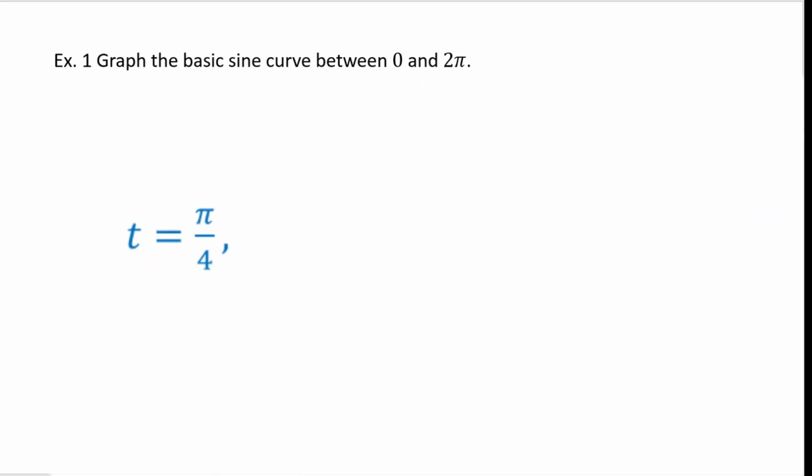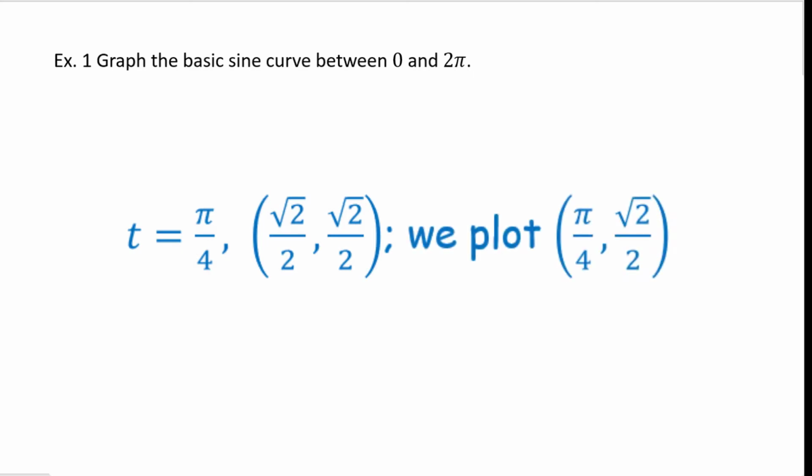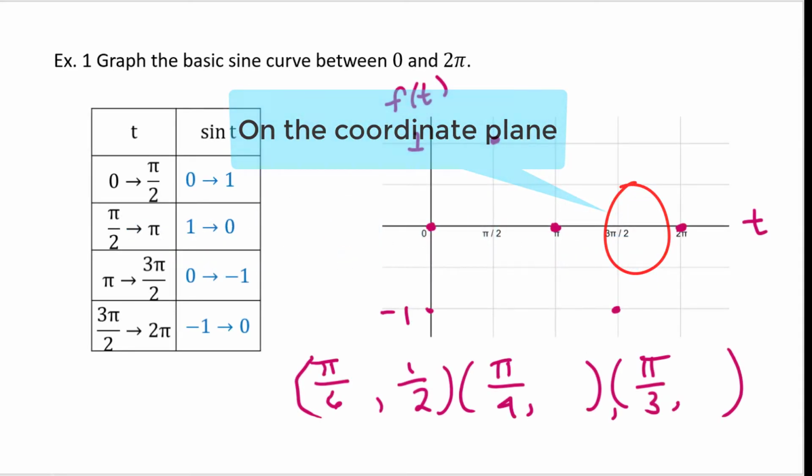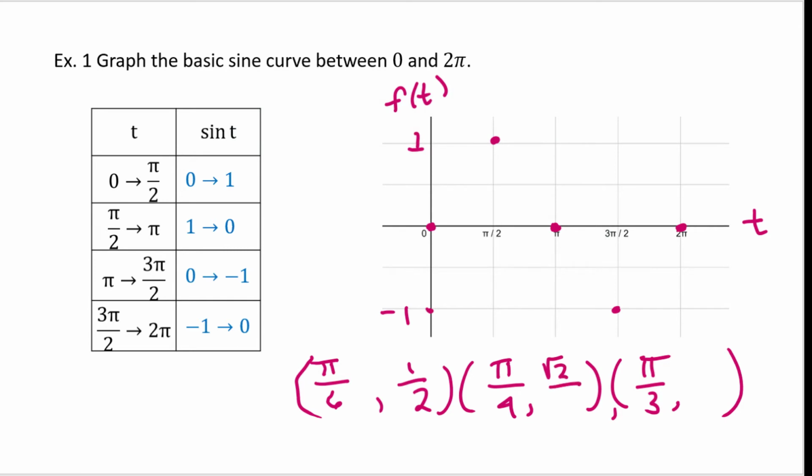At t equals pi over 4, the point on the unit circle is square root of 2 over square root of 2. And so if we're looking at this for the sine, we want the y value. So when t equals pi over 4, the sine of pi over 4 is the square root of 2 over the square root of 2.